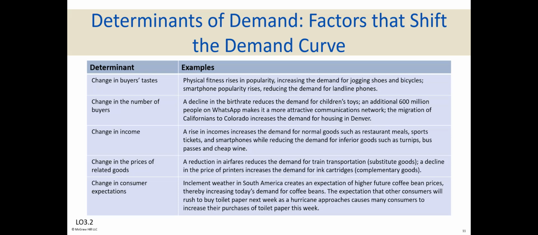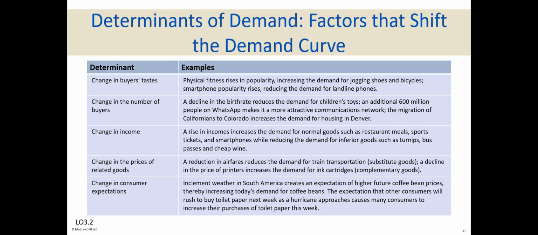And an example for change in income: a rise in income increases the demand for normal goods such as restaurant meals, sport tickets, and smartphones, while it reduces the demand for inferior goods such as turnips, bus passes, and cheap wine. And for example, you're a student, maybe you consume a lot of ramen noodles, but once you get a better job, maybe you'll replace ramen noodles with something else. So ramen noodles might be an inferior good for you.